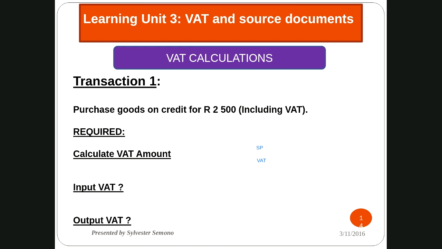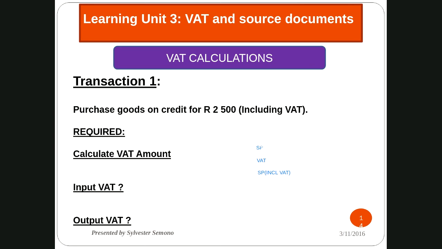So this is the formula. I think you understand as a businesswoman or man. Normally what do you do? You say selling price plus VAT, and you get the selling price including VAT. Now when I analyze, I just want to show you how I got the 115 and the one.